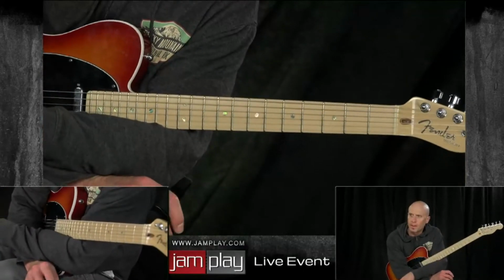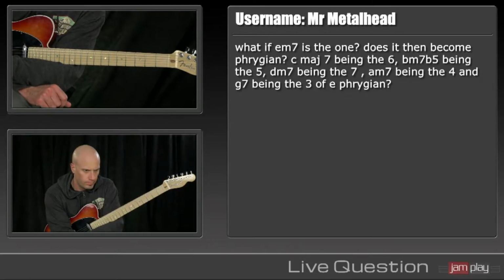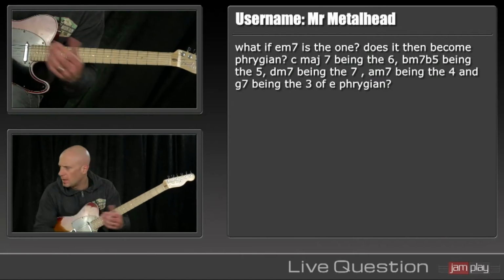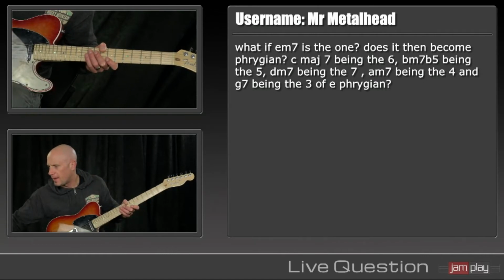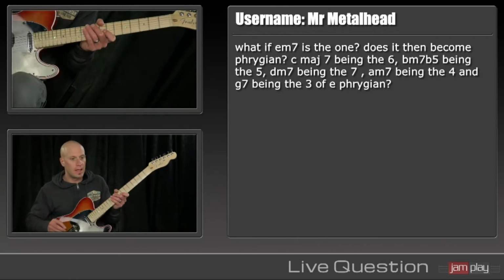He has a follow-up to that. Let me get that one up here. What if E minor 7 is the 1? Then does it become Phrygian? But there's no E minor 7 in the chord progression. I think he's adding that to the progression. I see. Let's see. If we can make the E minor 7 feel like 1, then yes.